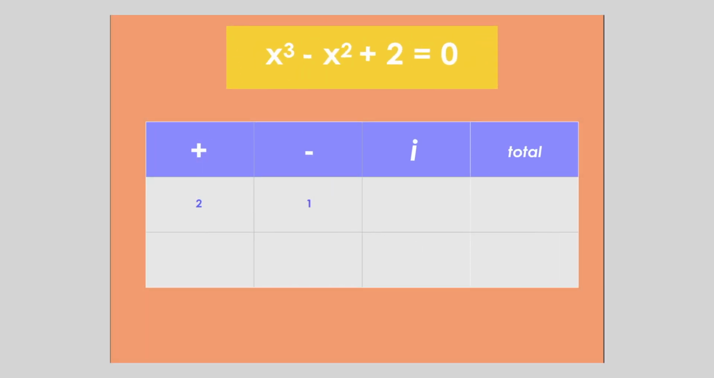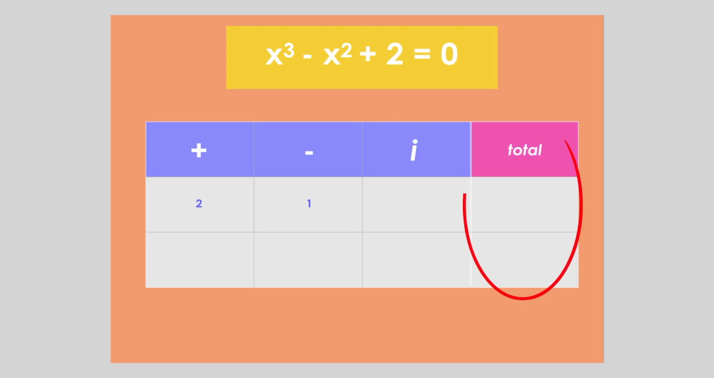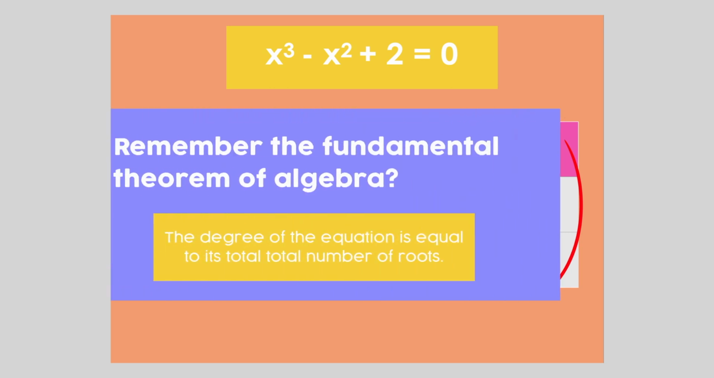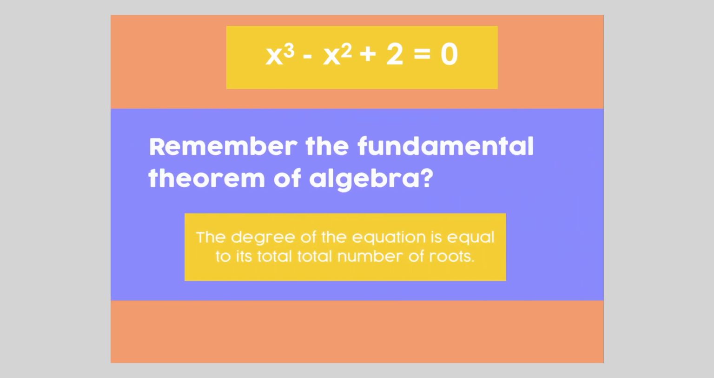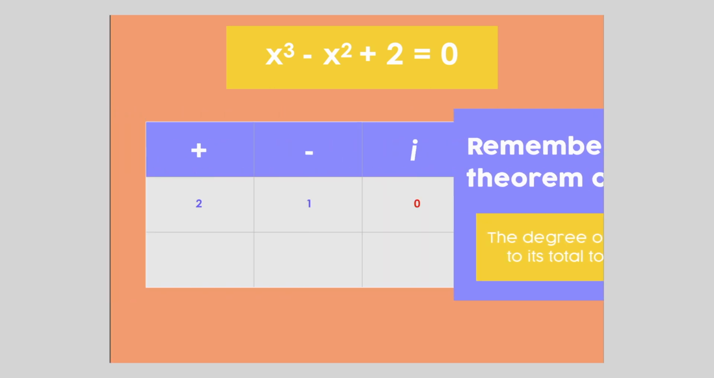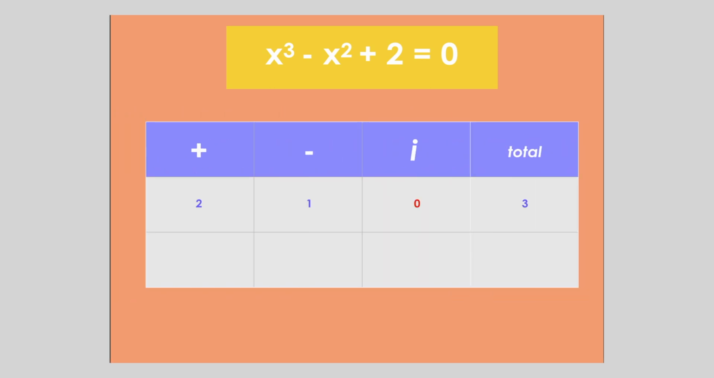When applying Descartes' rule of signs, you may be asked to write your answers down in tabular form. In that case, make 4 columns. One for the positive real roots, the negative real roots, the imaginary roots, and the total number of roots. Remember the fundamental theorem of algebra? You'll be using that to determine the total number of roots that the equation has. We now have entries in the first row of the number of positive and negative real roots, as well as the total number of roots.